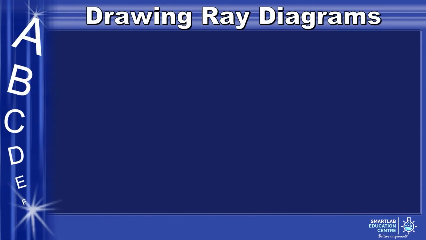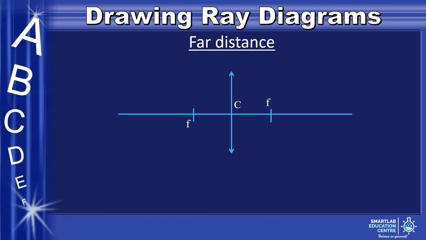By using the ray diagrams, we can use this to determine what the images will look like depending on the position of the objects. You will be required to learn how to draw these ray diagrams. Firstly, let us talk about far-distance objects. For far-distance objects, we assume that the light rays are parallel to each other. Try to draw out the ray diagram.